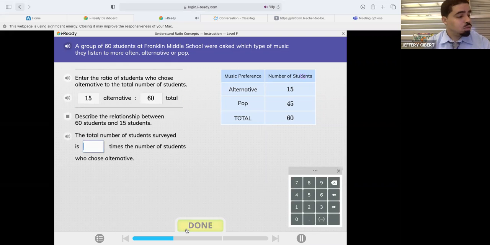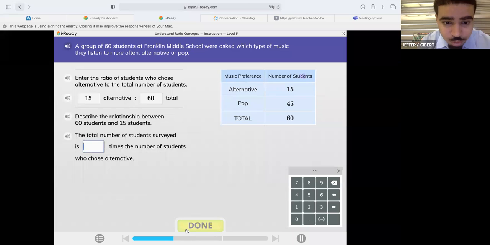Describe the relationship between 60 students and 15 students. All right. Farge, the total number of students surveyed is blank times the number of students who chose alternative.